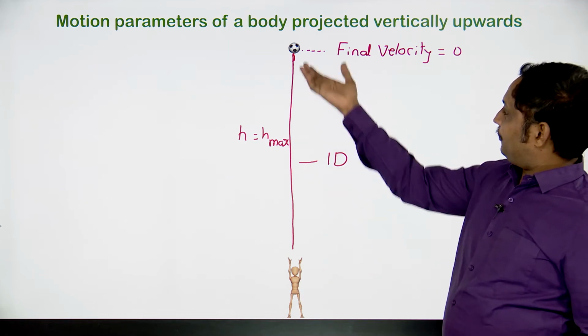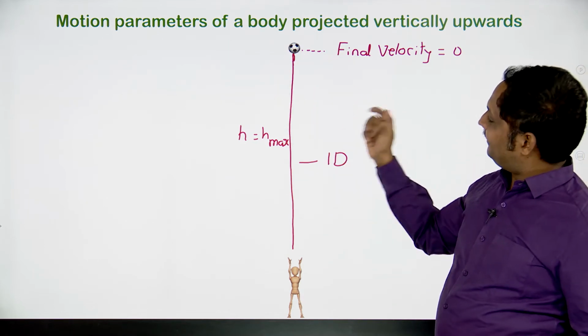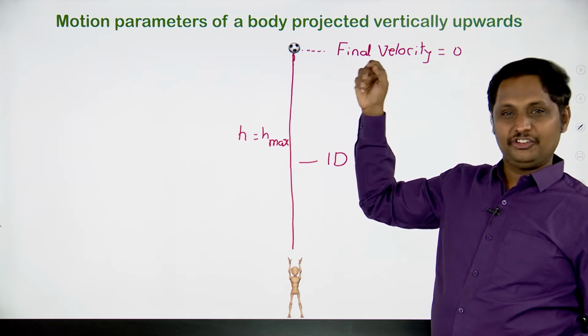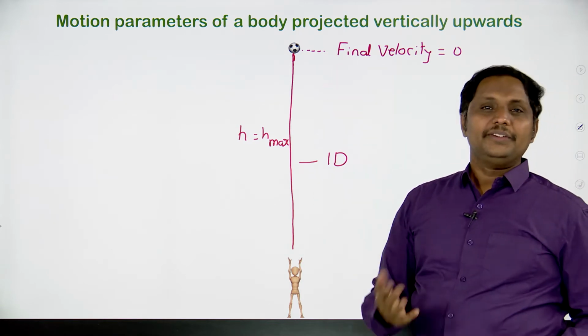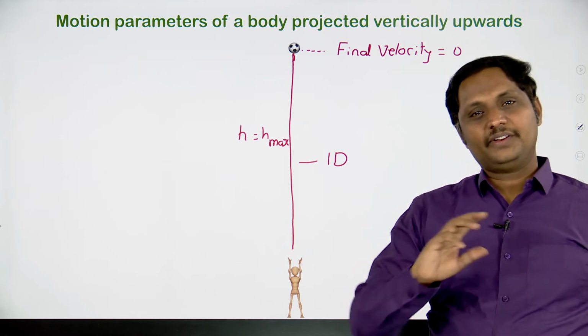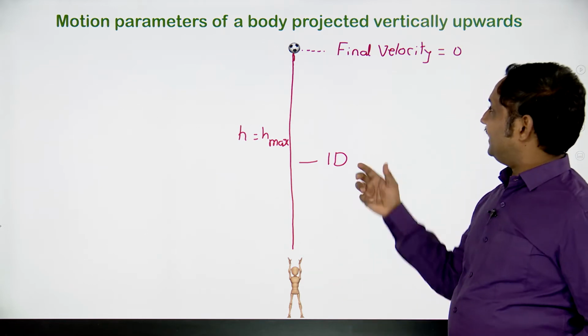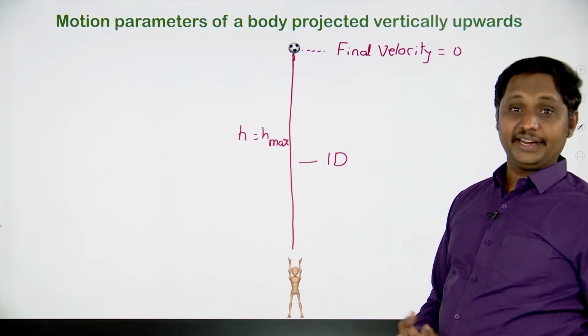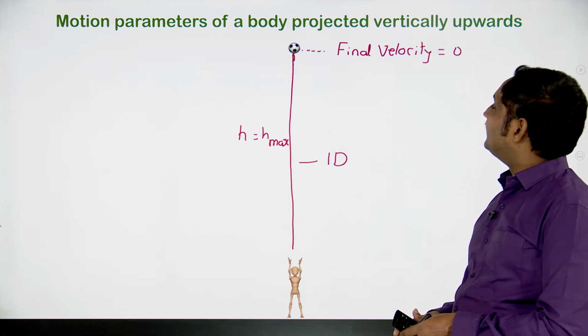It's going to be a projected body. At that point its final velocity is 0. It will change its direction. That is the consequence. After getting 0, it will come back. It will return to the same point of projection. It's very clear. But you need to know about this 1D motion.